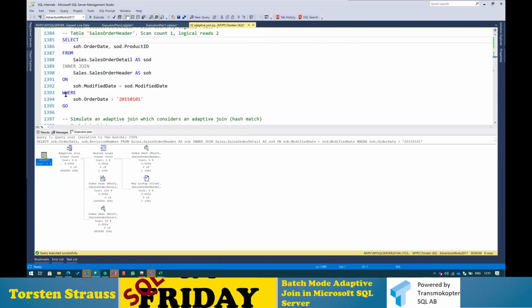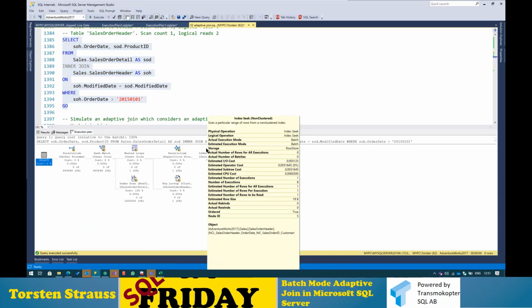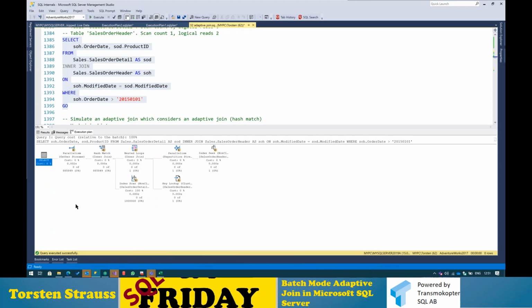When I execute this query here, we will see that this time SQL Server cannot use an adaptive join anymore because we have two non-covering indexes. Before we had always just one for the outer table, which was table A in the very first example. The second example was exactly the same query, but here we used a non-covering index on table B. This time we have two non-covering indexes for table A and table B. Therefore, we will end up with two key lookups.